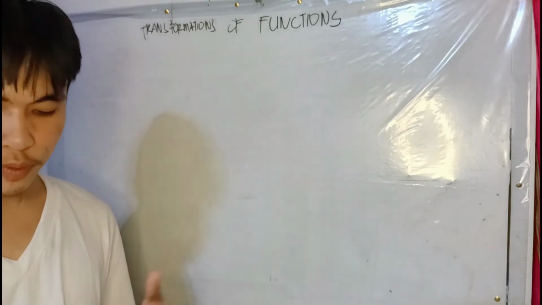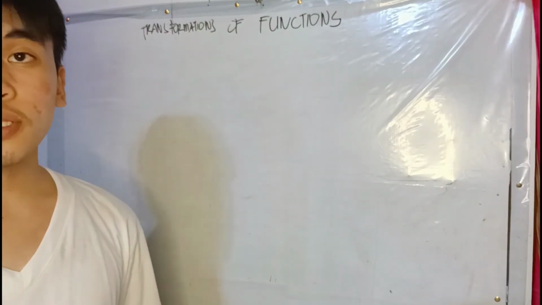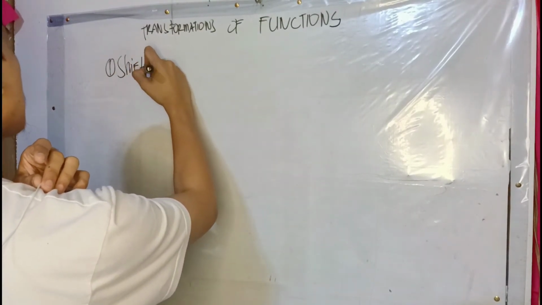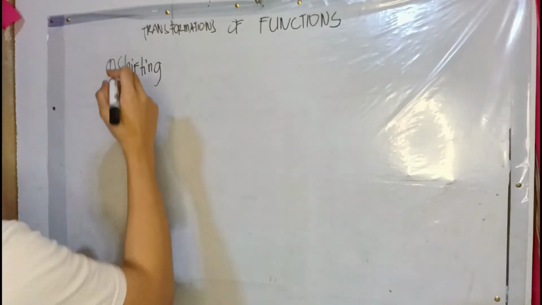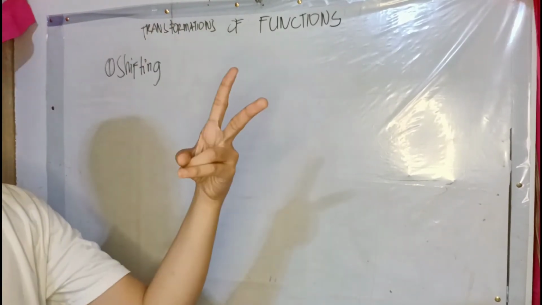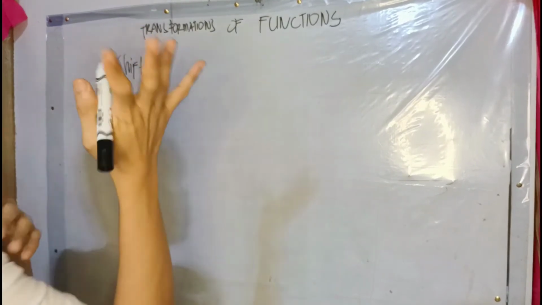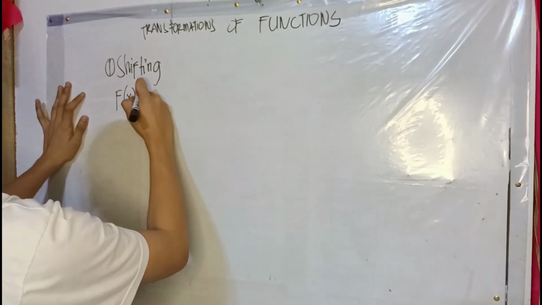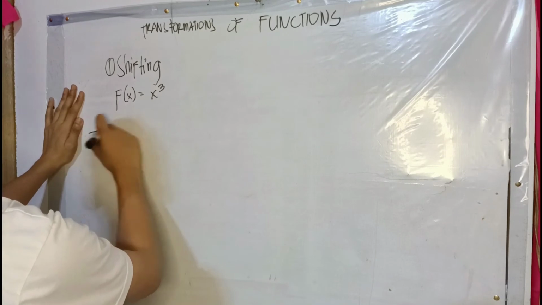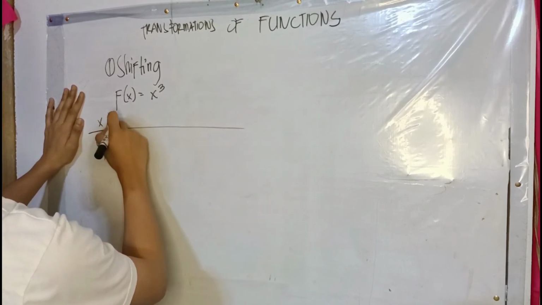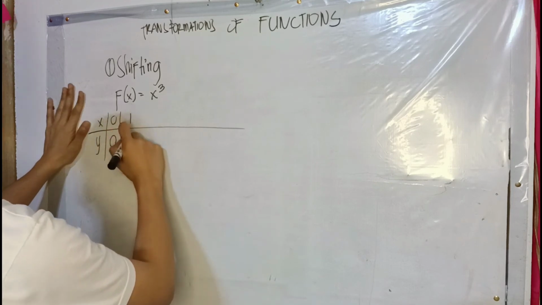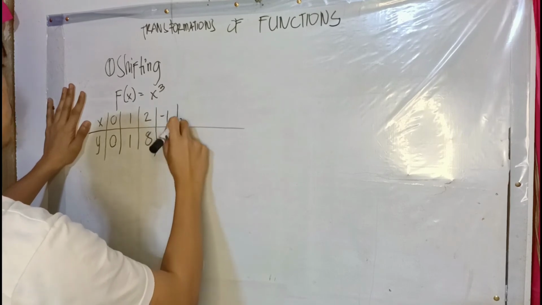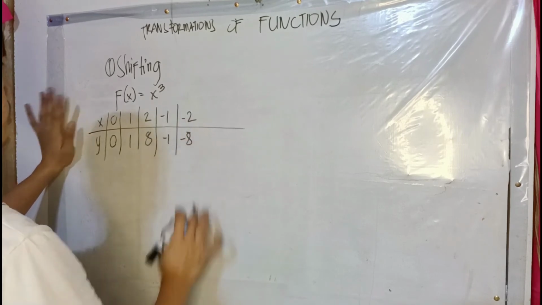Okay, so let's move to the transformation of function. Our first transformation of function is shifting. In this transformation of function, we need two functions. Let's use the cubic function for shifting. Our cubic function is f of x is equal to x cubed. So for example: x is 0, 1, 2, and negative 1, negative 2, giving 0, 1, 8, negative 1, negative 8.